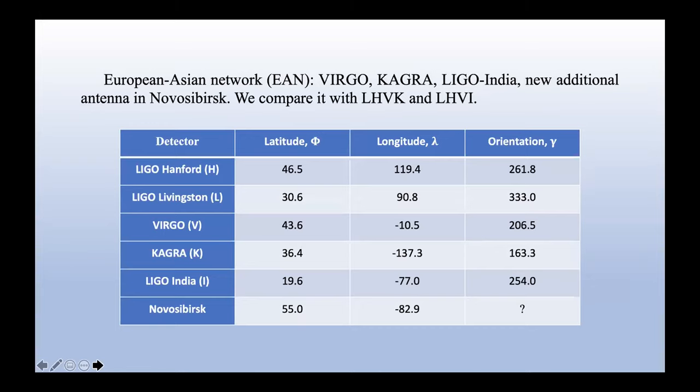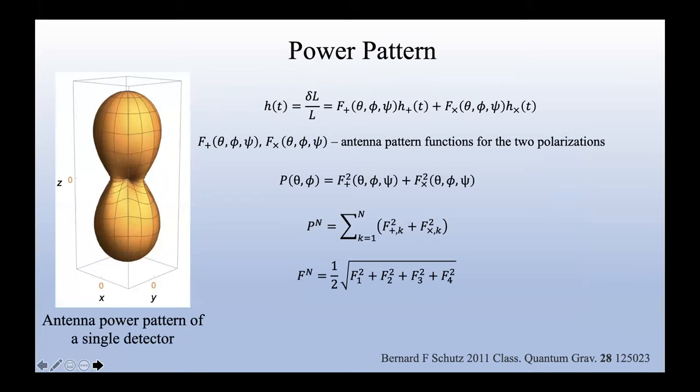The idea is to find the orientation angle of the Novosibirsk detector which will provide the best efficiency of the network. For comparison, we will use two intercontinental global networks, LHVI and LHVK. The calculation of the network efficiency is closely related to the construction of the power pattern of a single detector and of the network of detectors.